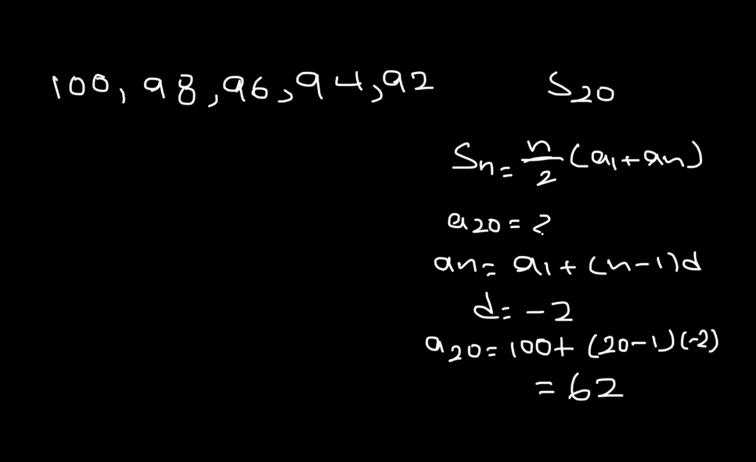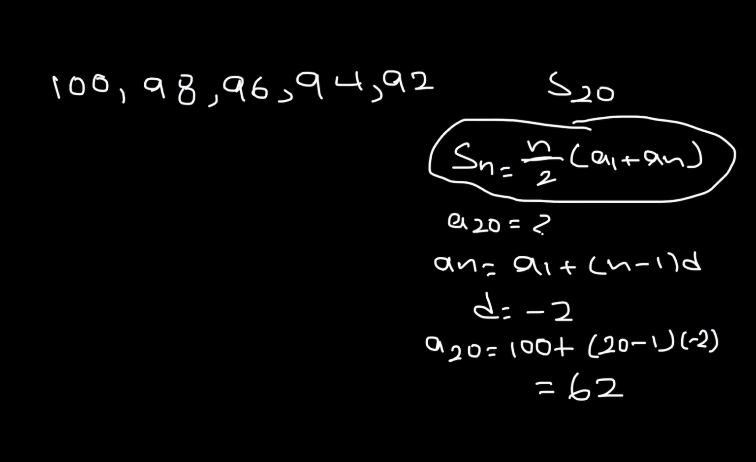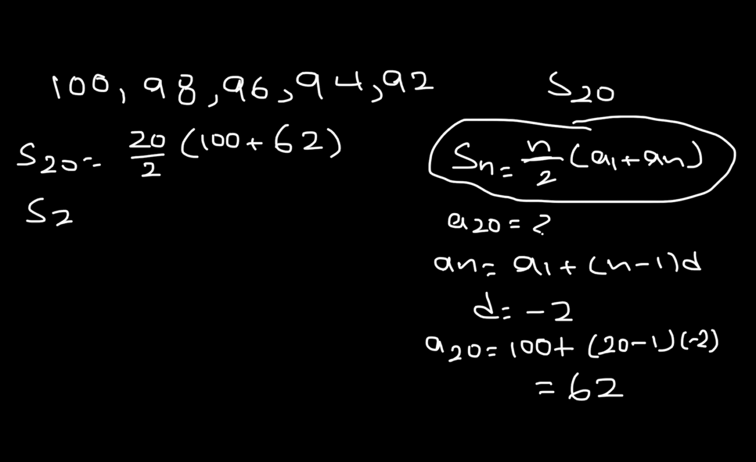So now we can actually find the sum of the first 20 values, considering we found A20. So S20 equals 20 over 2 multiplied by 100 plus A20, which is 62, and that would be 20 over 2 multiplied by 100 plus 62. That is 1,000 and 620.